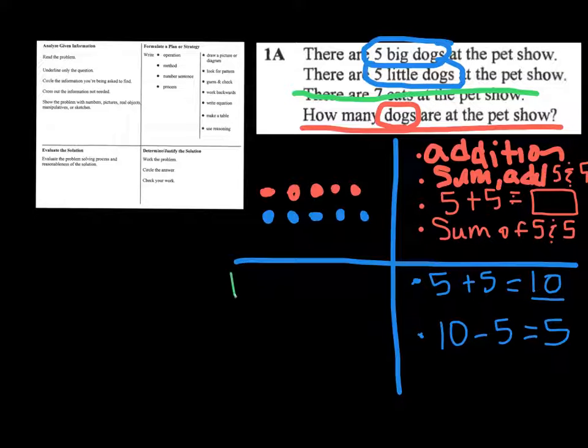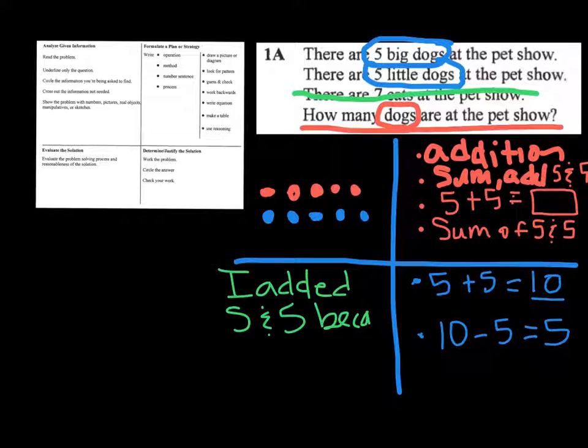I added 5 and 5 because, and then this is where they're going to write their explanation. So I would ask them to go ahead and write a full sentence and work that out for them. So this is just an example of what you could do for your U.P.S.E process for this problem.